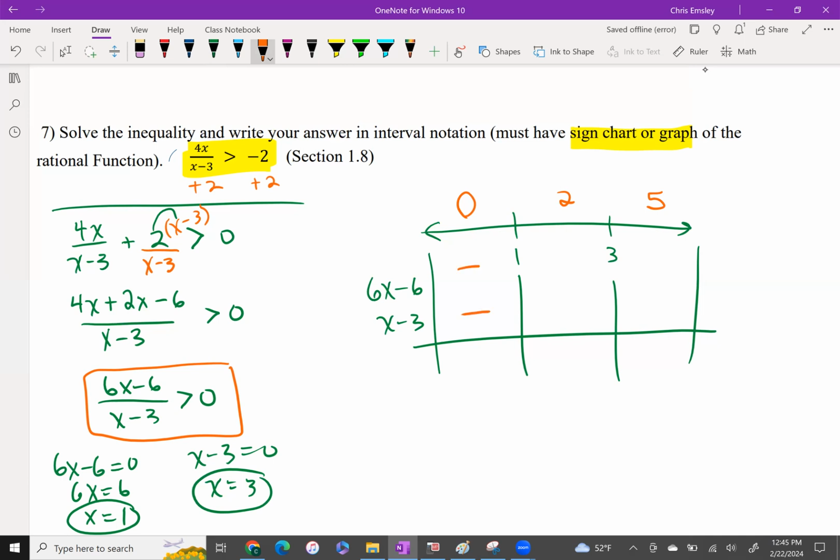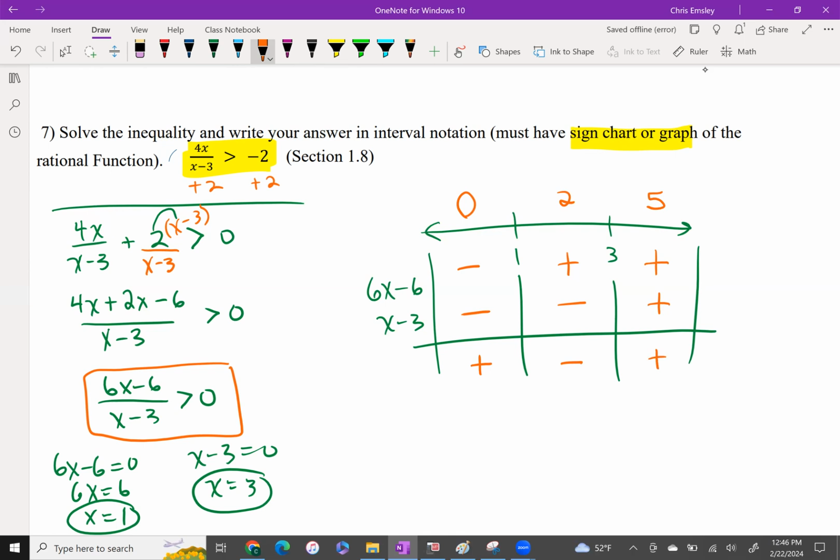When I put 2 in for x, I get 12 minus 6, which is positive. 2 minus 3 is negative. I put in x equals 5, I get 30 minus 6, which is positive, and 5 minus 3, which is also positive. To get our overall sign, you think if you were to multiply the signs in each column together, what would your result be? Our first one, negative times negative, gives us positive. Our second one, positive times negative, gets negative. And our last one, positive times positive, is a positive.